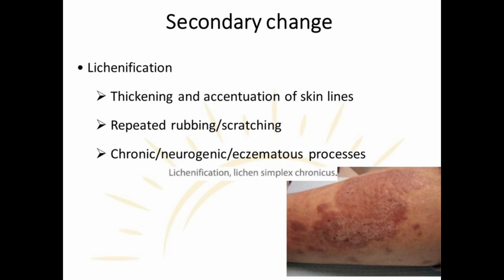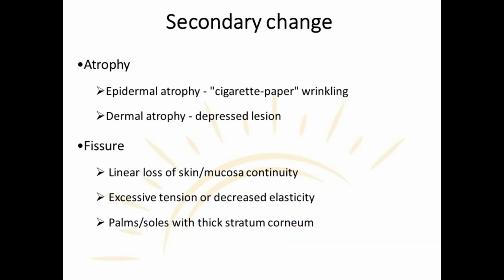Lichenification is thickening and accentuation of skin lines from repeated rubbing or scratching, seen in chronic neurogenic or eczematous processes. Other secondary changes include atrophy. It has epidermal and dermal atrophy. Epidermal atrophy is shiny quality with cigarette paper wrinkling. Dermal atrophy is depressed lesion. Fissure is linear loss of skin or mucosa continuity from excessive tension or decreased elasticity, common on palms or soles due to thick stratum corneum.